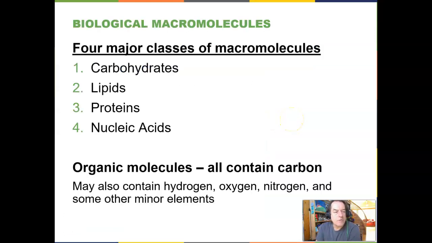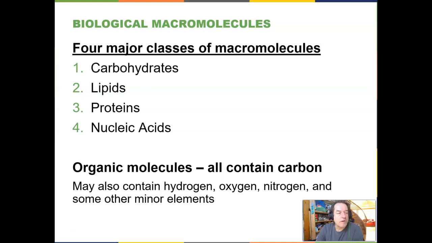So you should know that there are four major classes of macromolecules, and a macromolecule is simply large organic molecules that make up the bulk of the organic matter in living organisms. We classify them in four major groups based on their chemical composition and shared chemical characteristics.